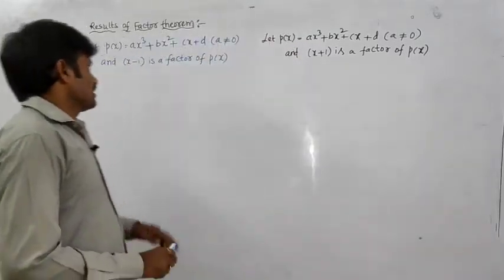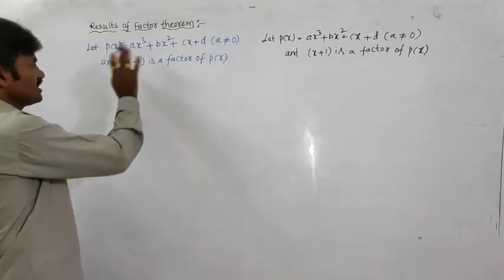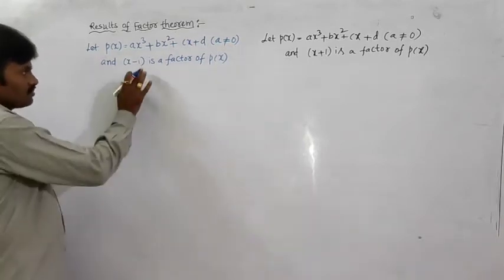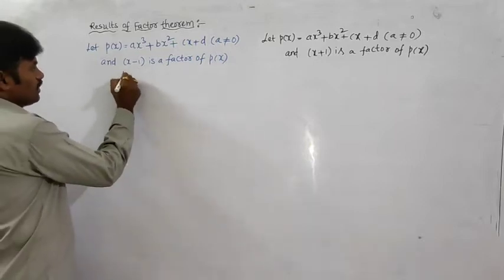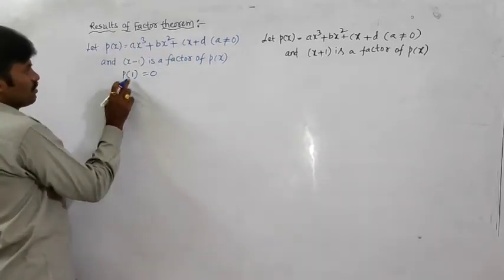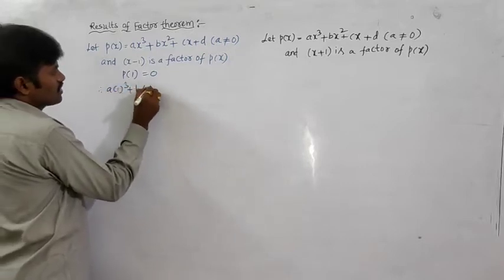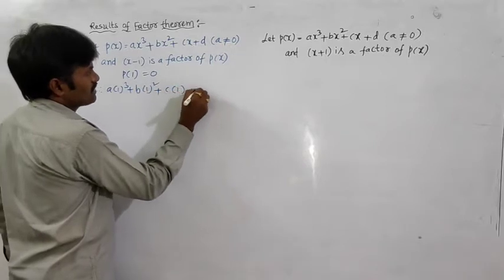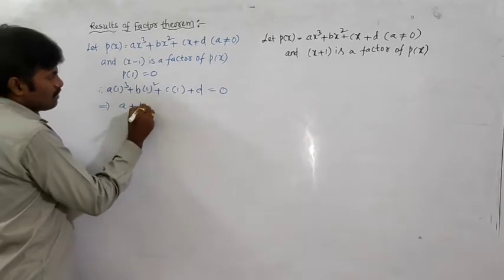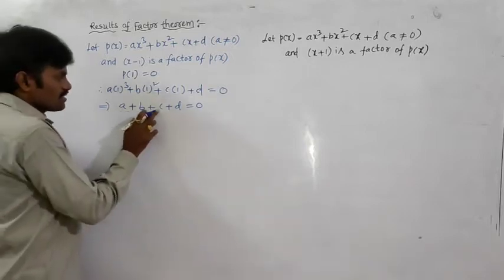Okay, so let p of x is equal to ax cube plus bx square plus cx plus d, where a is not equal to 0, that means it is a cubic polynomial. If x minus 1 is a factor of this, then according to the factor theorem, what will we get? p of 1 is equal to 0. Am I correct? Now put 1 in the place of x: a into 1 cube plus b into 1 square plus c into 1 plus d is equal to 0. So finally, a plus b plus c plus d is equal to 0.